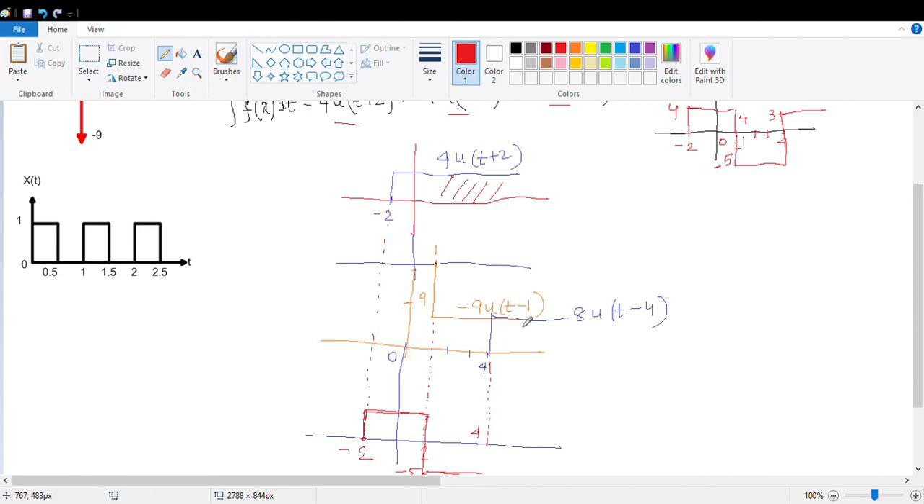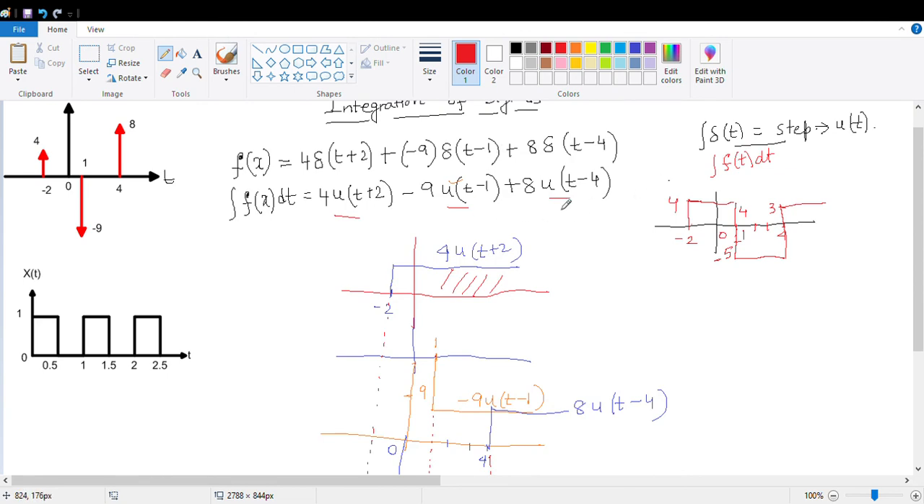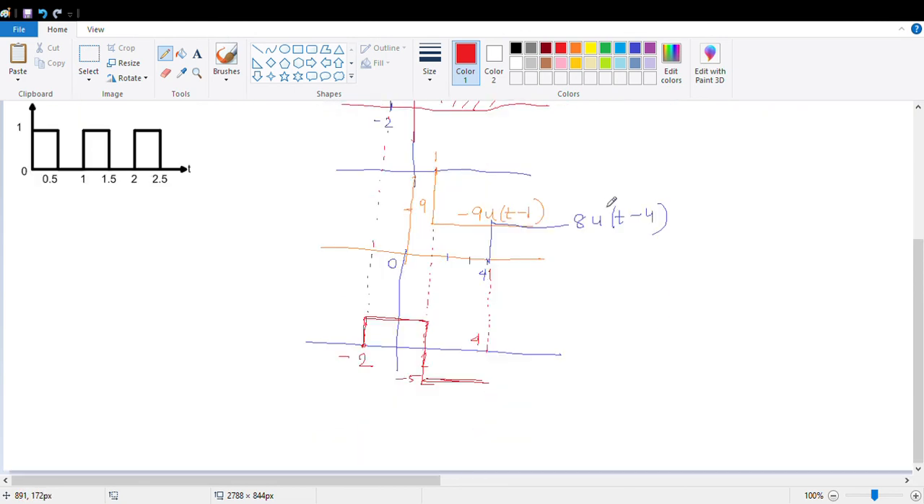Now at point 4 the third signal comes. The third signal is now 8ut minus 4. So the magnitude is 8. So what is the signal now going to be? This signal is basically 5 in the negative direction. So how to make it 8? This 5 will come up, and along with that, if you just make the addition of these two signals, you will find that this signal will come up.